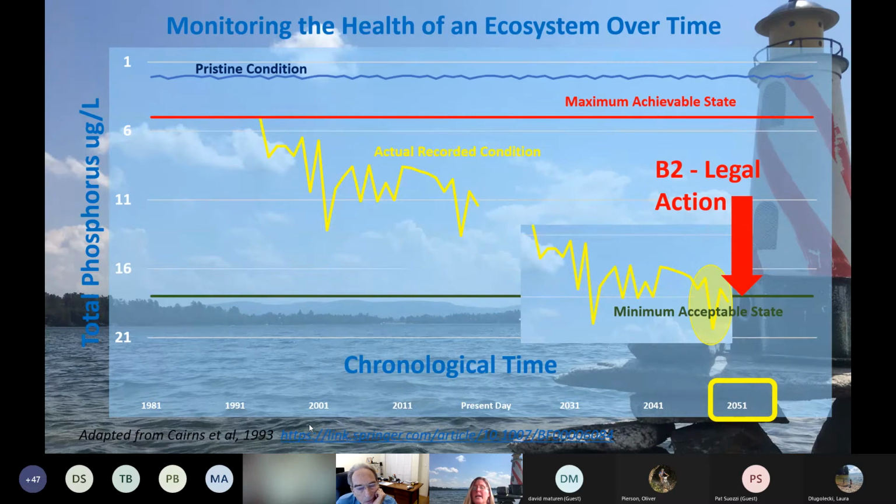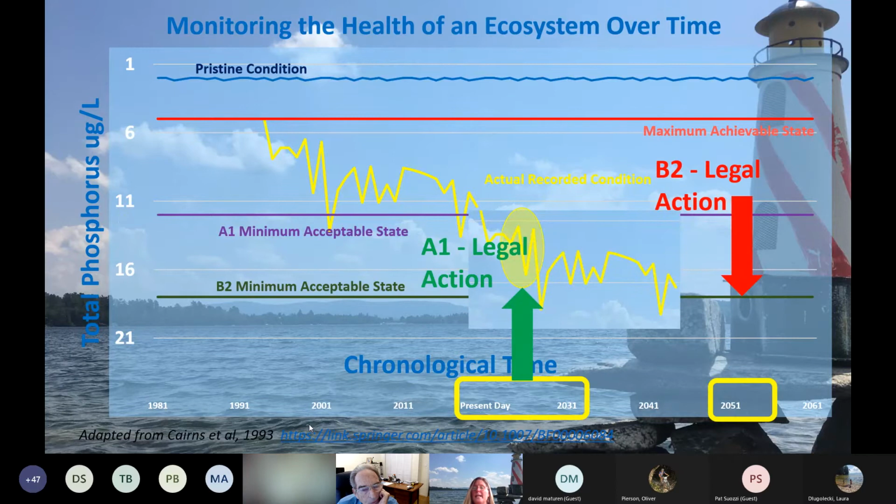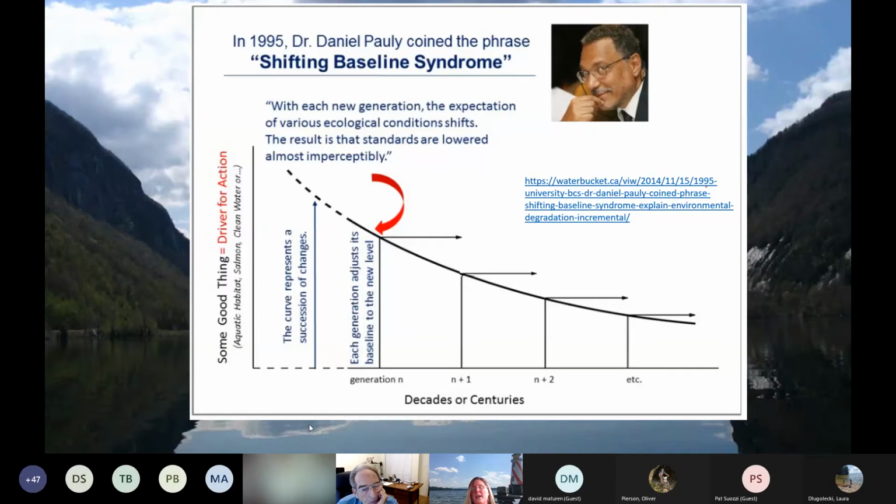At the current rate of increase, we might have to wait 30 years before we trigger legal action in the form of listing it as impaired. Whereas if Caspian Lake was reclassified to an A1 lake for nutrient criteria, then we'd be able to act sooner. It would be listed as impaired when it hit 12 micrograms per liter, which is still well below what it was 30 years ago and what it might be considered as its maximum achievable state for this lake of 5 micrograms per liter. But legal action would happen sooner, triggering requirements to act while there is still time to turn the trends around. In 1995, Dr.